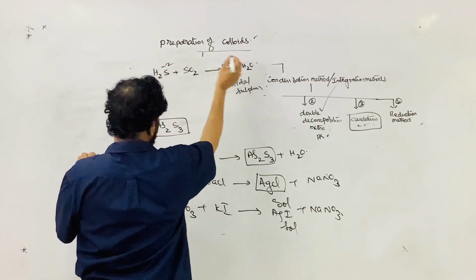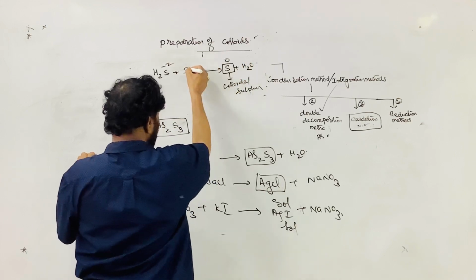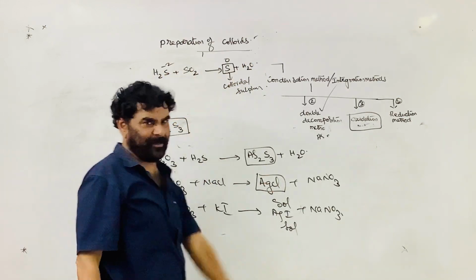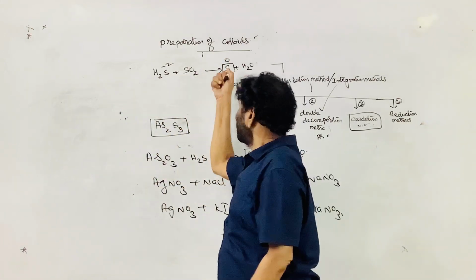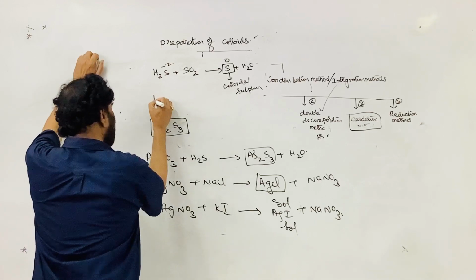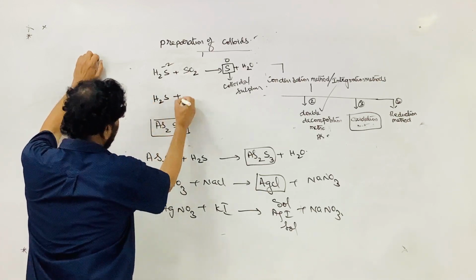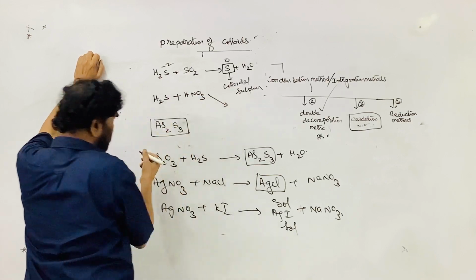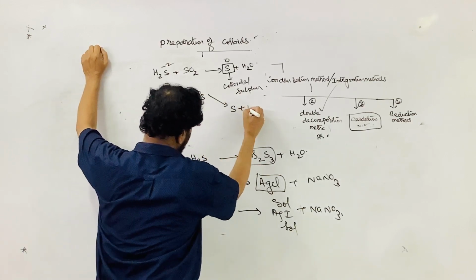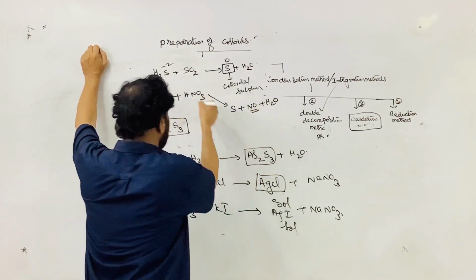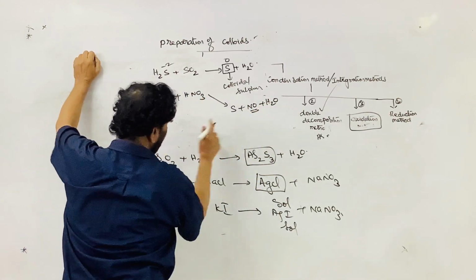So that is -2, converting to 0. Here to here is oxidation, and here to here is reduction. Or you take the H2S and treat with HNO3. That is the second group we discuss, and you get sulfur plus nitric oxide or nitrogen dioxide, depending upon the concentration of the HNO3. Sulfur is formed.